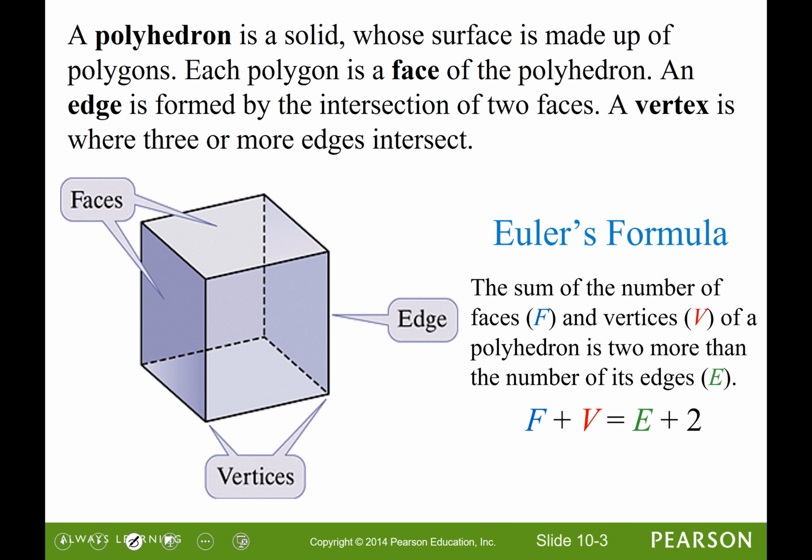There was a mathematician, Euler, it looks like it's spelled Euler, but it's Euler's formula. And that is the sum of the number of faces, we're going to use capital F to represent, and vertices, we're going to use capital V to represent. So the sum of F and V, the number of faces and the number of vertices of a polyhedron, is 2 more than the number of its edges. So we have this equation here that we can use to find a missing count should we need to.